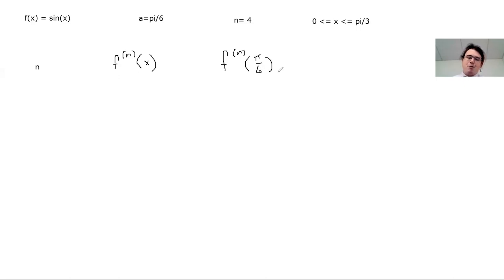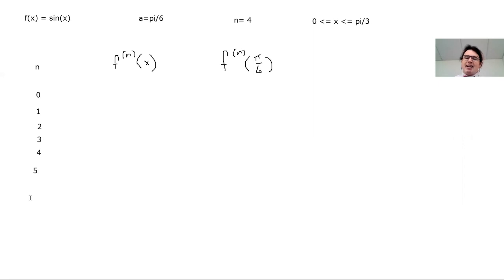So to find the coefficients for my Taylor polynomial, I evaluate each of the different derivatives of my function at the center value, pi over 6. I'll look at n equals 0, n equals 1, n equals 2, n equals 3, and n equals 4. Those will give me the coefficients that I need to calculate the actual polynomial that I care about. But I am going to go one further. I'm going to go out to n equals 5.